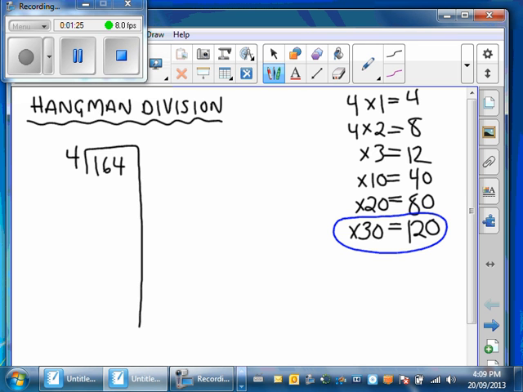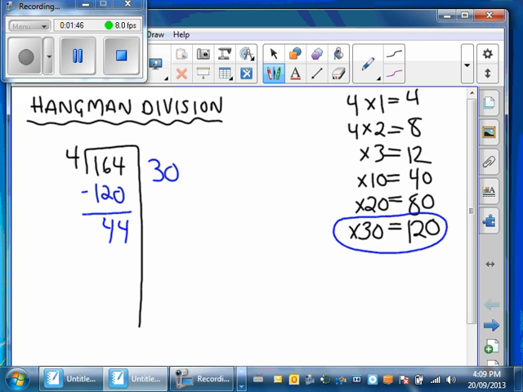So we're literally going to take 120 out of 164, and we know that when we take 4 and multiply it 30 times, it's going to give us 120. So let's subtract that. 4 minus 0 is 4. 6 minus 2 is 4. It leaves us with a total of 44.